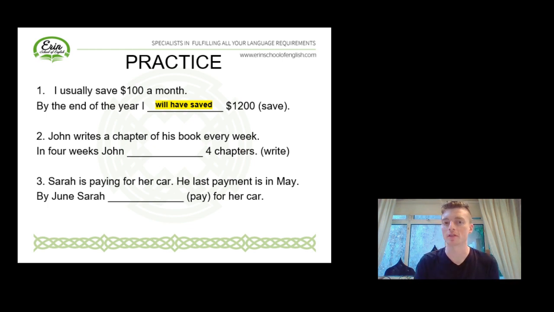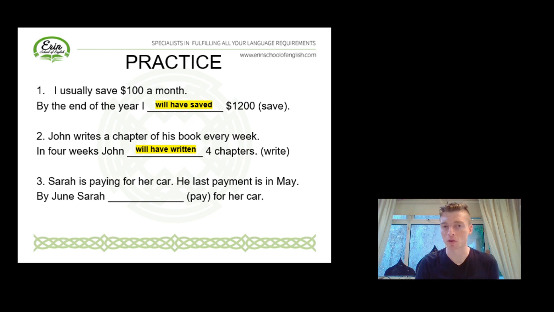What about number 2? John writes a chapter of his book every week. So this means in 4 weeks, and remember we can say in 4 weeks or in 4 weeks' time, no difference here. So in 4 weeks, John will have, just be careful with the verb here. It's write. It's not a regular verb. So write, the past is wrote, past participle, written. So John will have written 4 chapters.